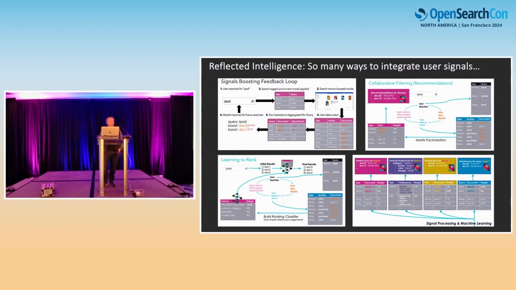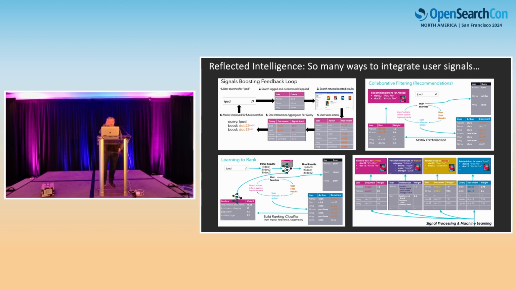There are many different types of these reflected intelligence models. I've got just a few here. We talk about all of them in the book and have code and examples of how to build these. But everything from signals boosting feedback loops to collaborative filtering and personalization feedback loops, automated learning to rank by learning implicit judgments from click models from user behavior, and then all sorts of other ones over here about building personalization profiles, et cetera. So those are the types of things that we can build if we have user behavior data. So the question is, how do we get the user behavior data?